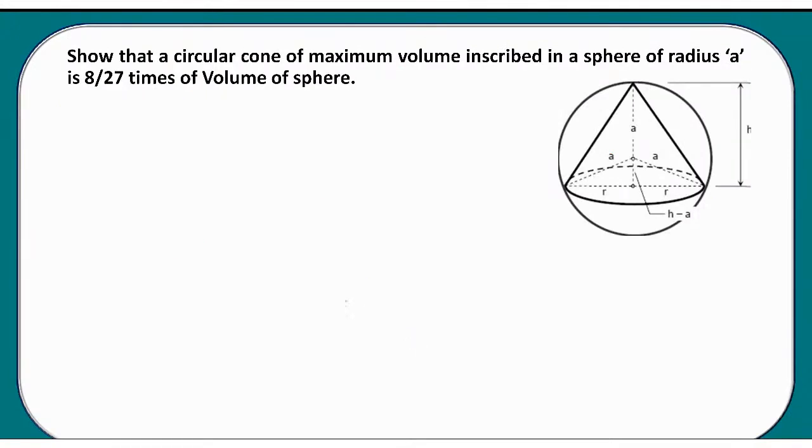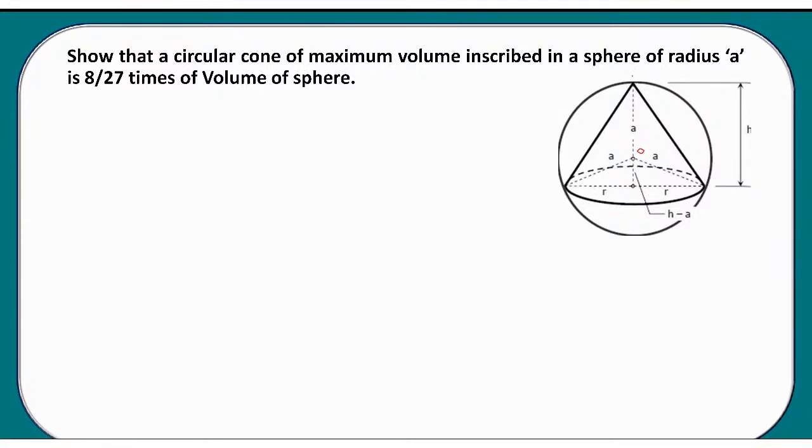Show that a circular cone of maximum volume inscribed in a sphere of radius A is 8 by 27 times the volume of the sphere. If you read the question carefully, what is the given information in this case? A sphere of radius A units. That means, let's say O is the center of the sphere.